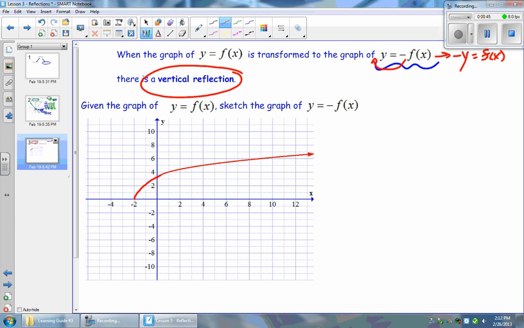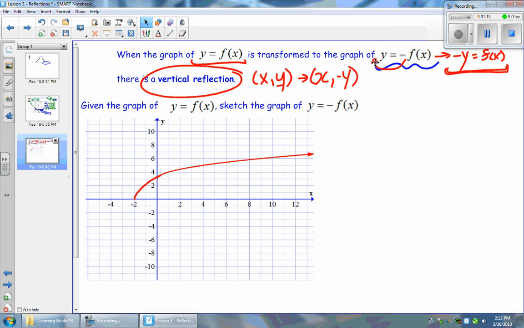If I compare this function to this function, what ends up happening is if you take any point on the original graph and you vertically reflect it, the y value becomes negative. So this coordinate, or this point, becomes (x, negative y), and that all stems from the fact that this is the transformed function. Y becomes negative under a vertical reflection.